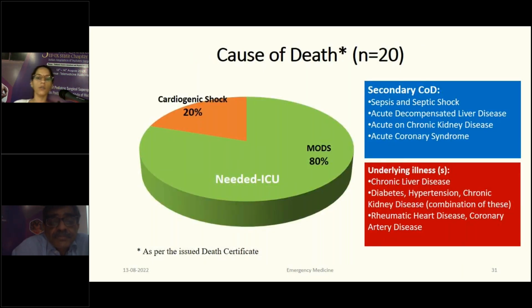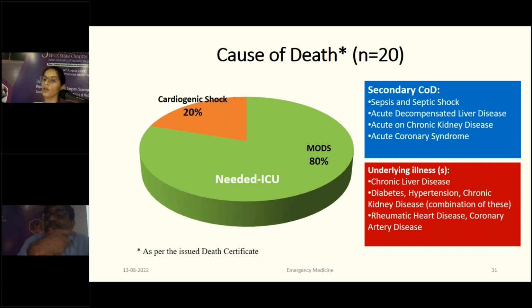The cause of death for the patients that expired during their ED stay, as per the issued death certificate, was multi-organ dysfunction syndrome in 80% of the patients. This is the category of patients that needed ICU care. 20% of the patients expired because of cardiogenic shock.